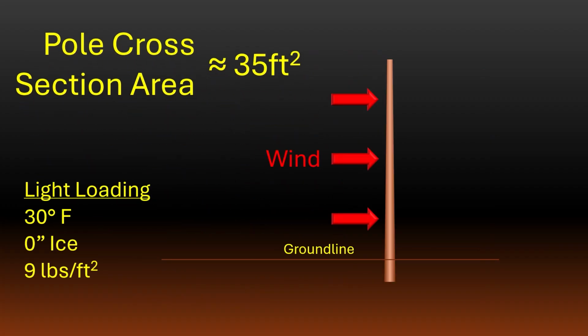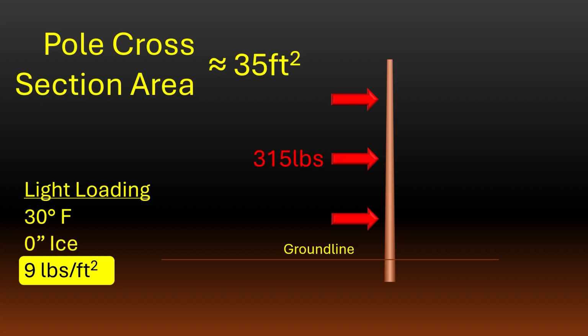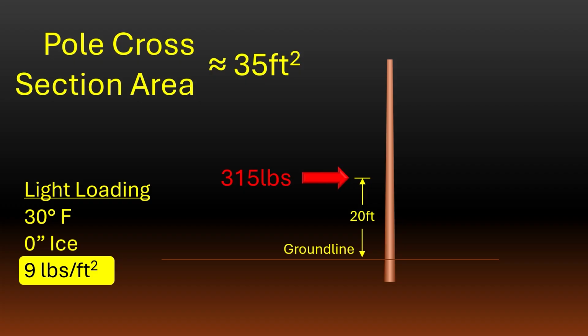Still using the same 9 pounds per square foot of wind pressure, we can now determine that the wind is applying a force of about 315 pounds to the pole. We can also determine the bending moment caused by the wind by applying this force to the geometric center of the pole. Again, I'll let you do the math, but that geometric center is right about here, at a point about 20 feet above the ground line. This causes an additional bending moment of about 6,300 foot-pounds due to the force of the wind on the pole.